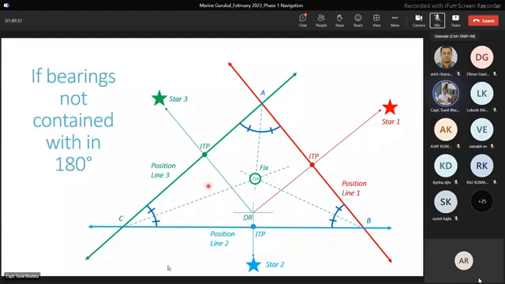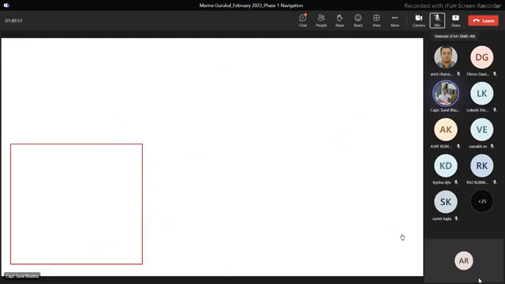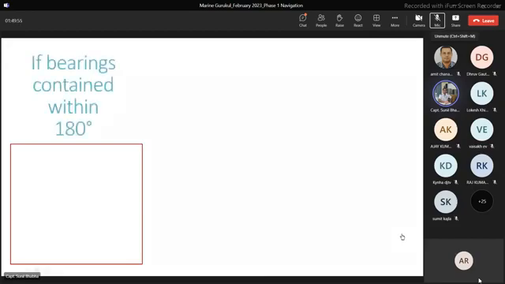So we will now move on to bearings contained within 180 degrees case. So moving on to the second case now beta. Let's now move on to the second scenario where the bearings are contained within 180 degrees. Let me show you an example.